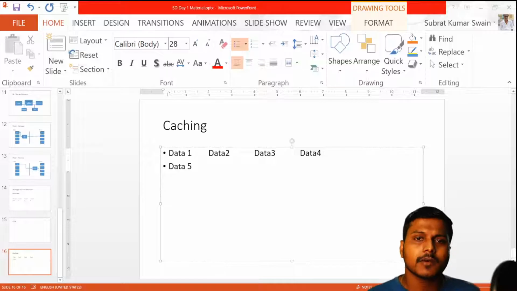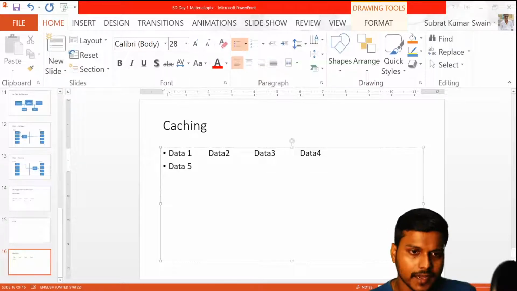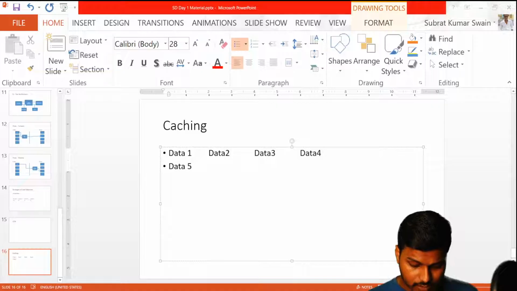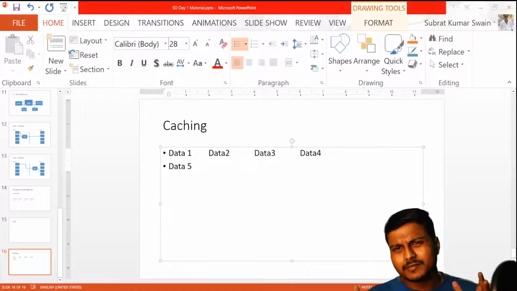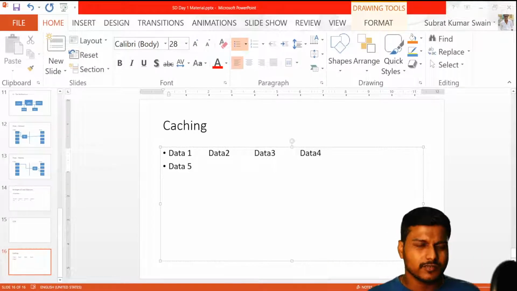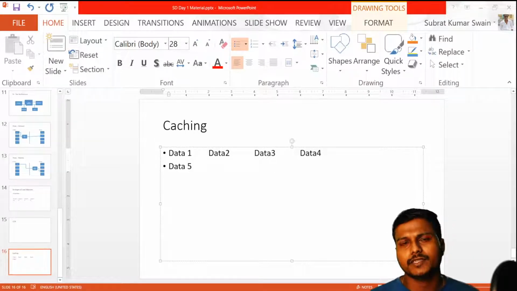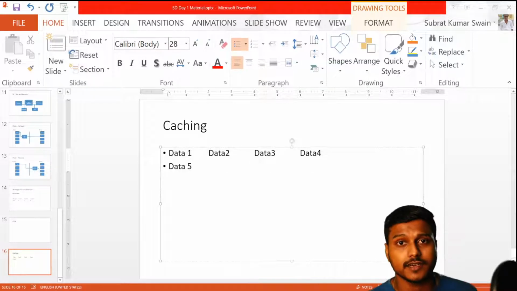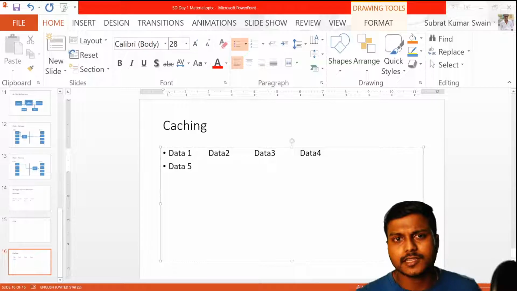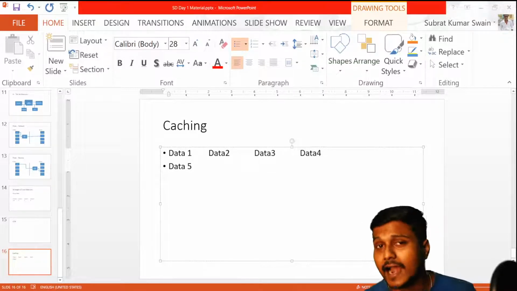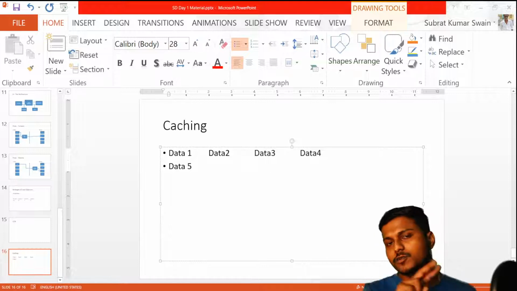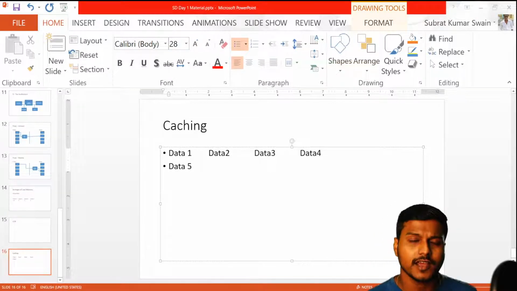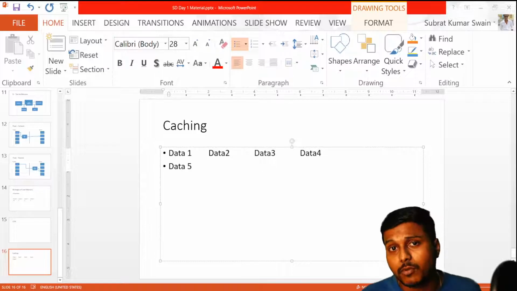There are a number of eviction policies, guys. I have listed down a few which I'll be discussing. Actually, there are lots of eviction policies. I have picked two here in my notes, that is LRU and LFU. LRU is nothing but least recently used, and LFU is least frequently used. These are two very important and commonly used strategies in cache eviction policies which I have picked.